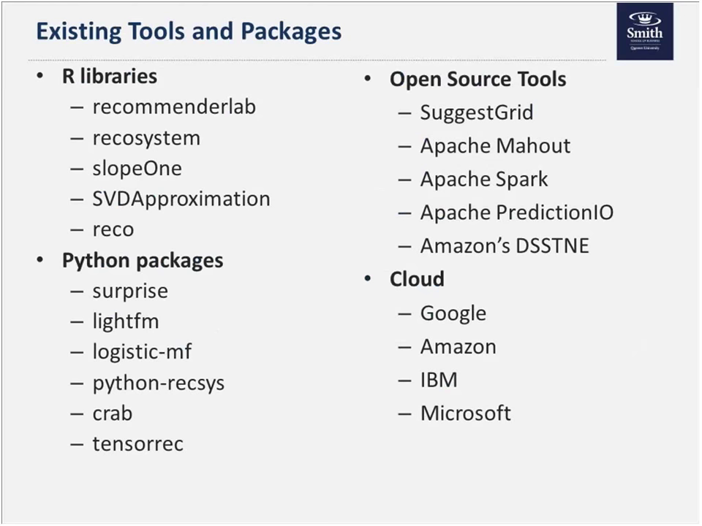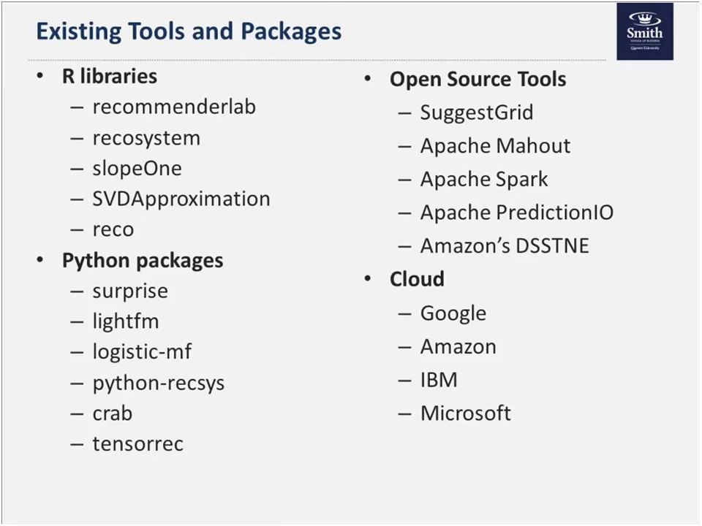Since recommender systems are so popular, there are a lot of tools and packages for implementing a recommender system. This is good news. In R, for example, Recommender Lab is the name of a very popular package. A recent one that I've seen is called Reco, which is supposed to be a lot faster and use a lot less memory. There's a lot of great ones in Python. There's some open source tools, including Amazon's own recommender system, which they recently open sourced, which they call Destiny, which is pretty amazing when you think about it.